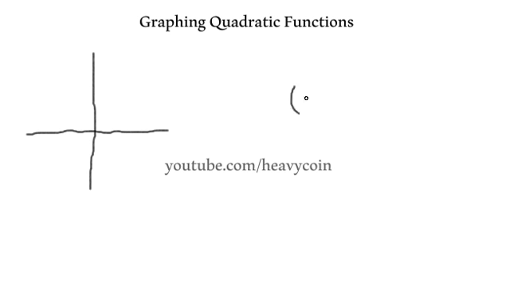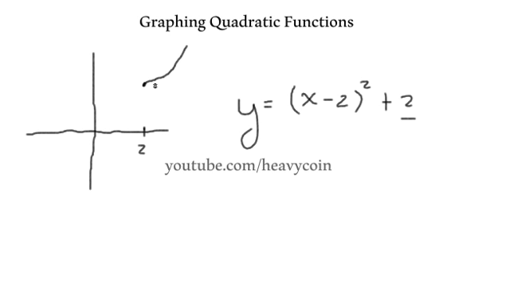So let's say that I have x minus 2 squared plus 2. Where in the world is this going to be located? Well, we want to go to the right 2 units, and we're going to go up 2 units, and so we end up with a parabola that looks like that. Okay, where this is the vertex right here. The vertex is at 2, 2. See that? Vertex is at 2, 2.